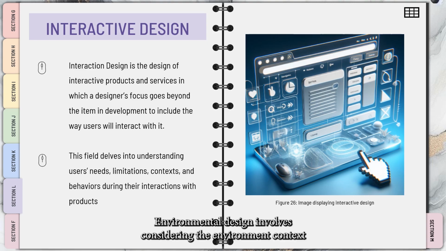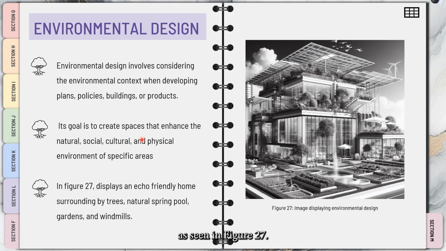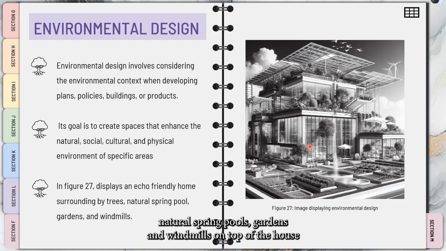Environmental design. Environmental design involves considering the environmental context when developing plans, policies, buildings, or products. The goal is to create spaces that enhance the natural, social, cultural, and physical environment of specific areas, as seen in Figure 27. Figure 27 displays an environmental design using an eco-friendly home surrounded by trees, natural spring pools, gardens, and windmills on top of the house here.